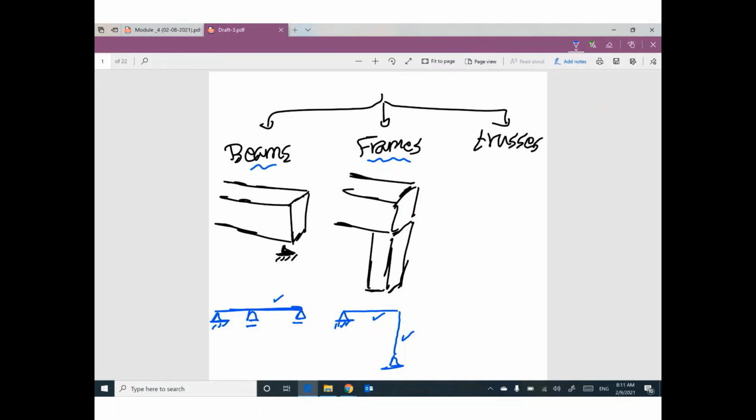For trusses, we have a very interesting structure. We have member, we have another member, another member, another member, another member. All of these members connected together at these hinges or at these joints. And this structure is supported by supports, hinge, or roller. This structure can be called truss.